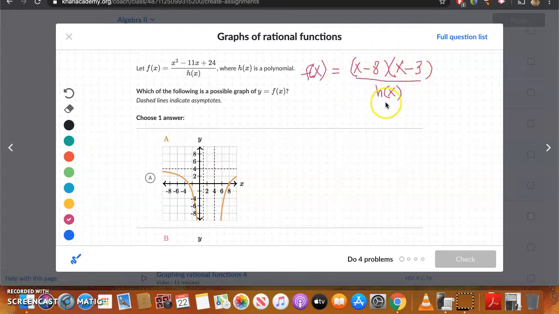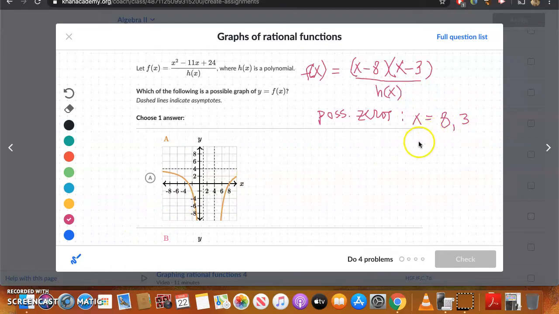So again, I don't know what the restrictions are because I don't know what h of x is. But I do know, again, my possible zeros. And the possible zeros I have are going to be x is equal to 8 and 3. All right, so those are my possible zeros. And again, depending on what h of x is, if h of x has either of these binomial factors in it, then of course those are not going to be zeros. They're going to be restrictions.